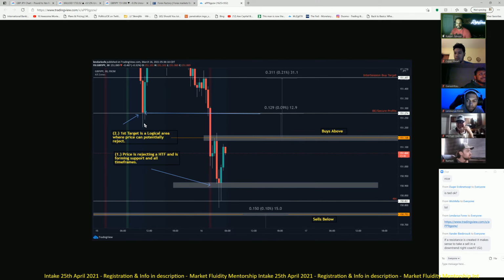Come on. Price is rejecting a high time frame. Okay, perfect. We got that. Target is logical area right here. Oh, right over here. Buy is above this area, 12 pips.